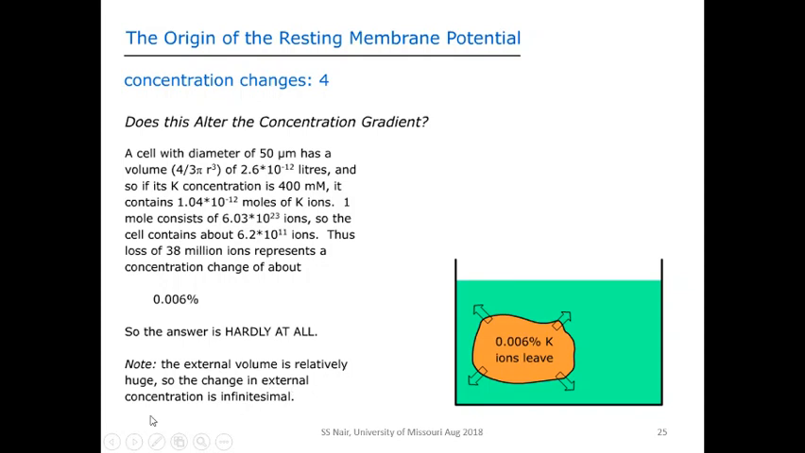Note that the external volume is relatively huge, so the change externally is infinitesimal anyway. By these ions coming there, it doesn't change. But this is a very surprising fact. This is something you need to know, that the 38 million ions leaving a cell to set up this membrane potential is 0.006%. So if you take a fraction, what is that? Add 2 more zeros, 0.00006 in a fraction sense of the total number of ions. That's hardly anything. So that's the point we wanted to make with these slides.